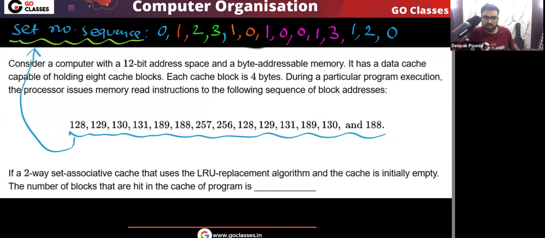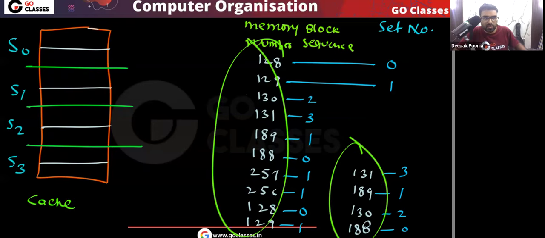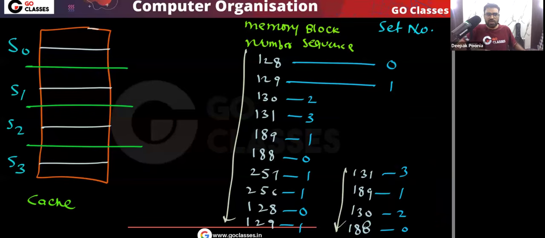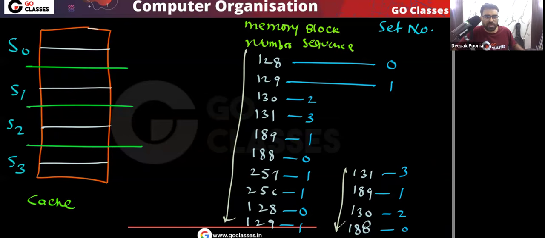Now let's solve this question. Here I have written the given main memory block number sequence, in this order, and corresponding to that, the set number to which each block will map. The replacement algorithm is LRU. Initially the cache memory is empty, so now we can easily find how many cache hits and how many cache misses there will be.